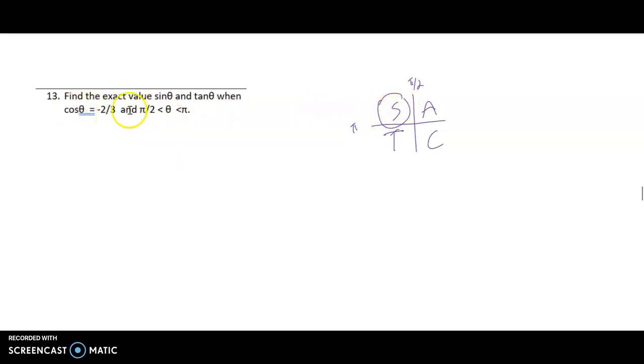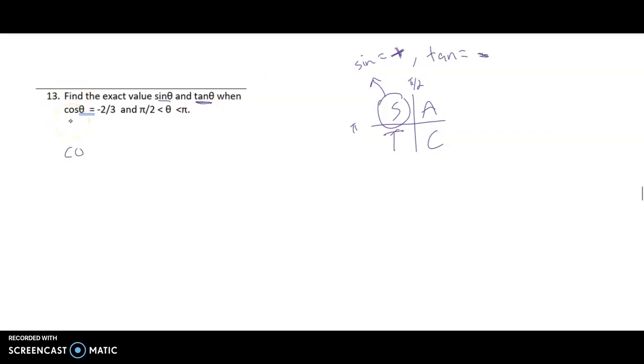So now what that's going to help me do is that tells me that sine is a positive number, because I'm looking for sine, and that tan is going to be a negative number, because I'm also looking for tan here. So let's go ahead and do this.